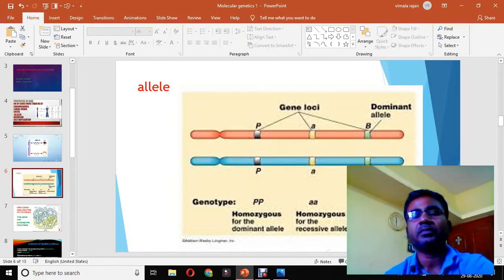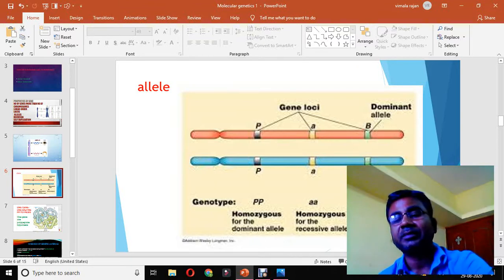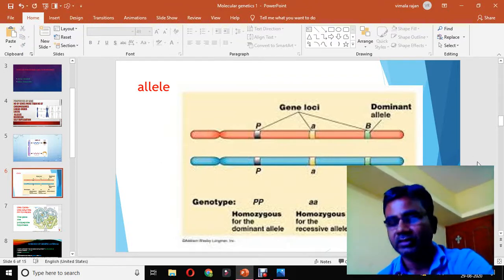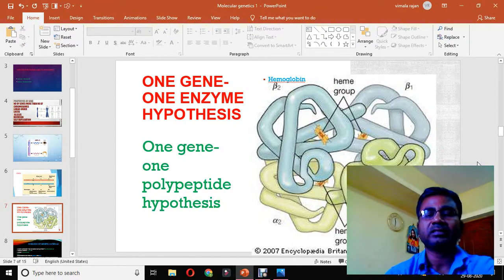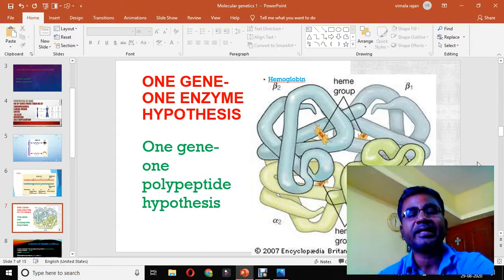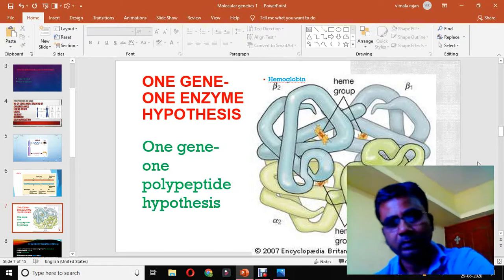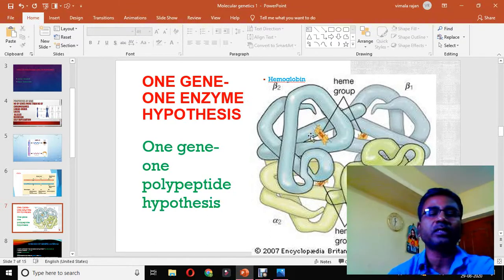In Pisum sativum, as you already know, there are two alleles, capital T and small t. Capital T is the dominant allele and small t is the recessive allele. Allele means a different form of the gene. Now there are two hypotheses regarding the gene. One scientist says that one gene is capable of producing one enzyme, or one gene produces one protein.